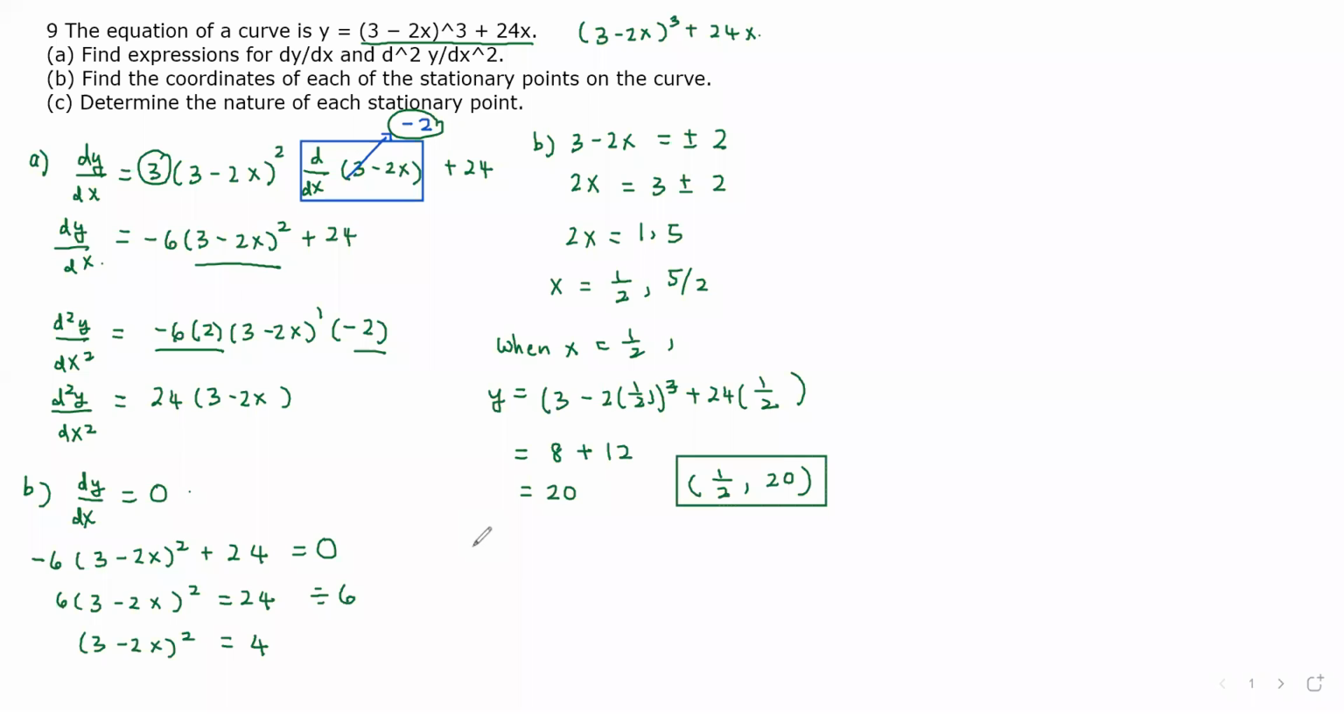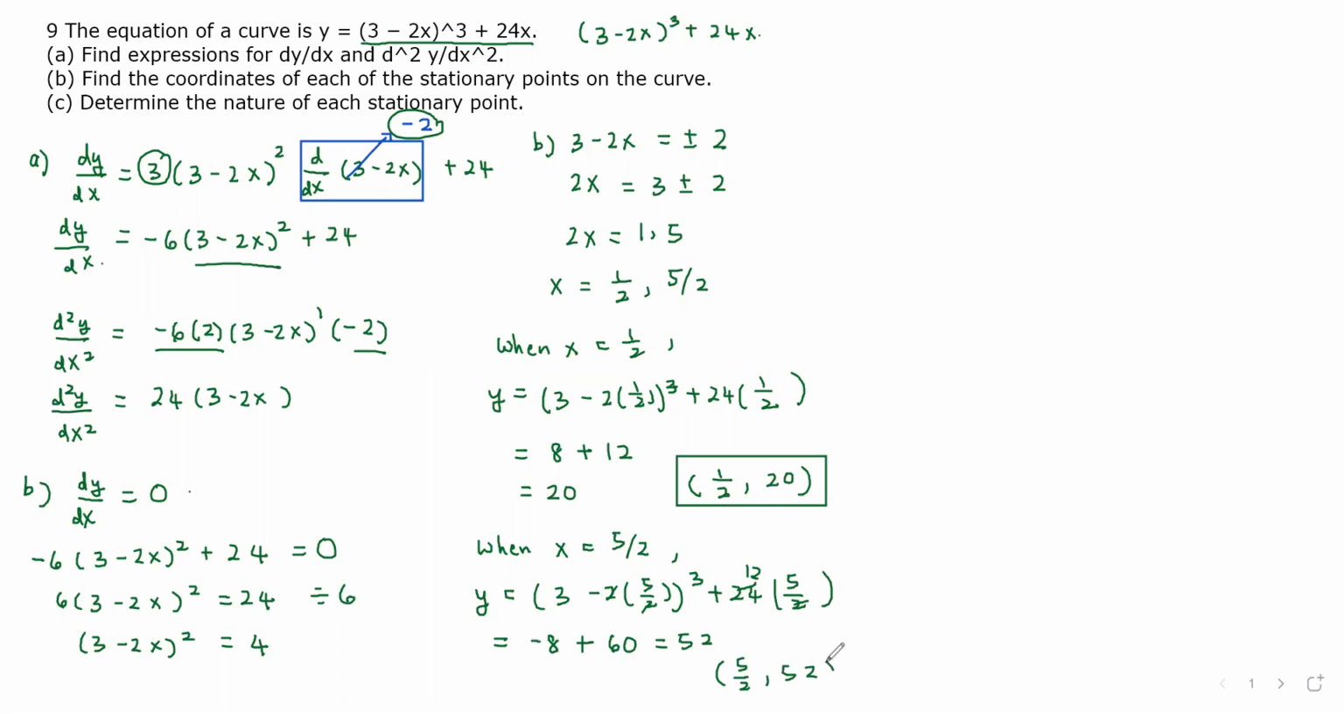To find the second stationary point, you replace x with 5/2 into the function given to you. So you have (3 minus 2 times 5 over 2) cubed plus 24 times 5 over 2. So that 2 cancels off. You have negative 2 to the 3, which is negative 8. And then 12 times 5 is a 60. So you end up with 52. The coordinates of the second stationary point are 5 over 2 and 52.